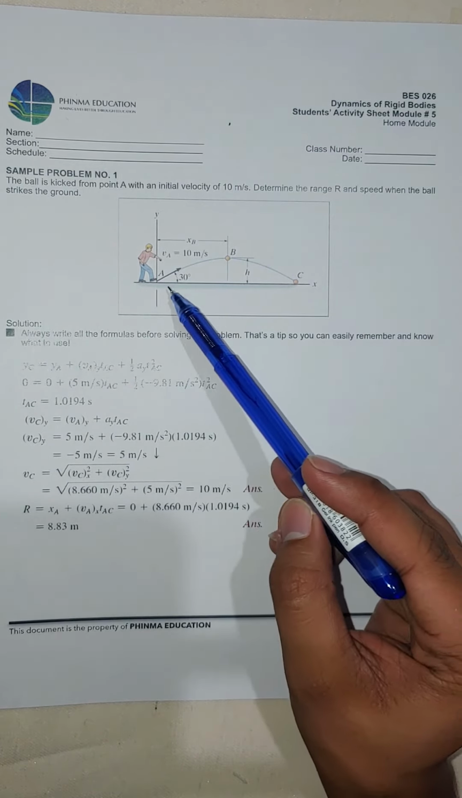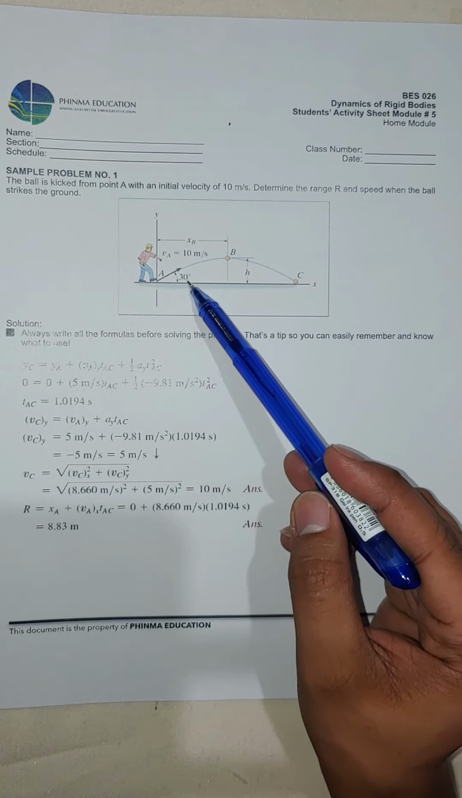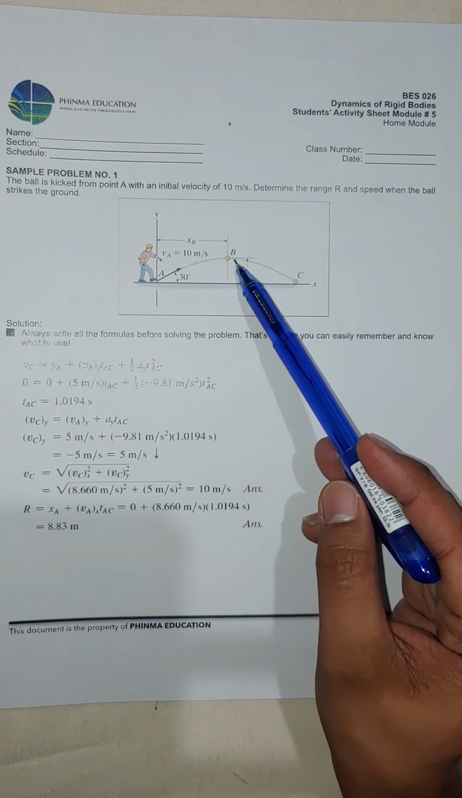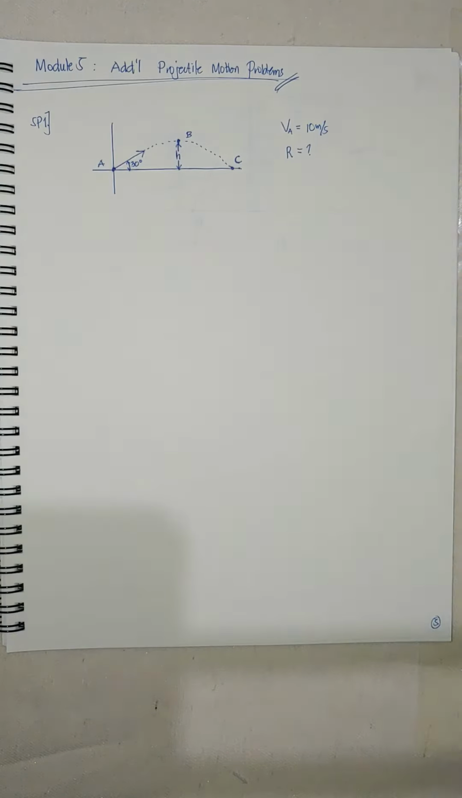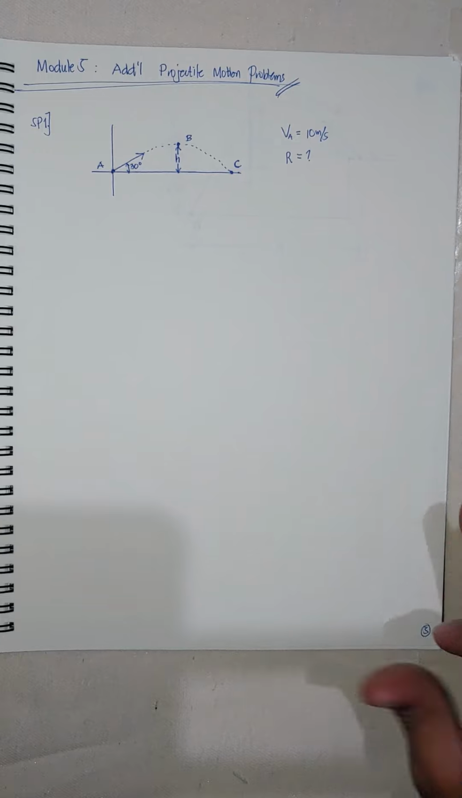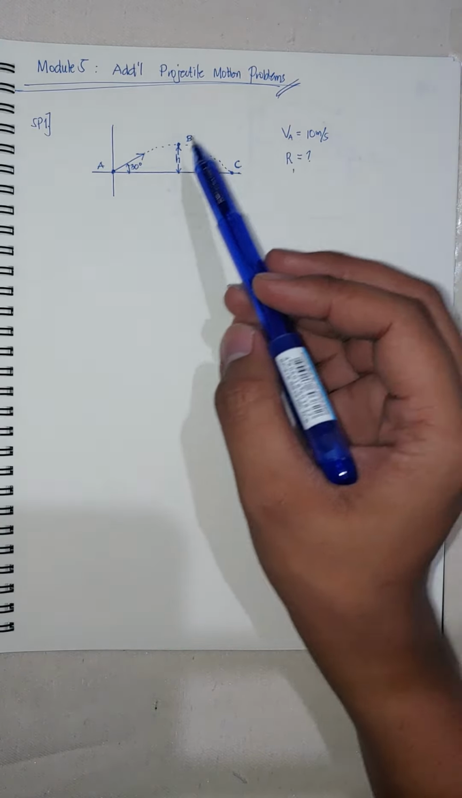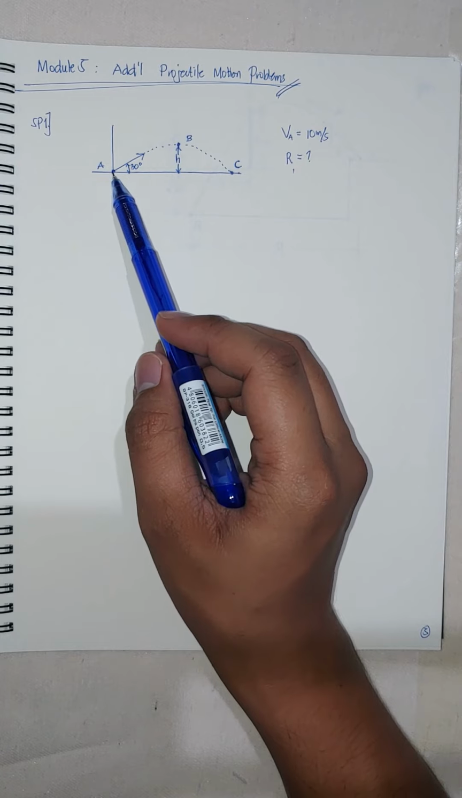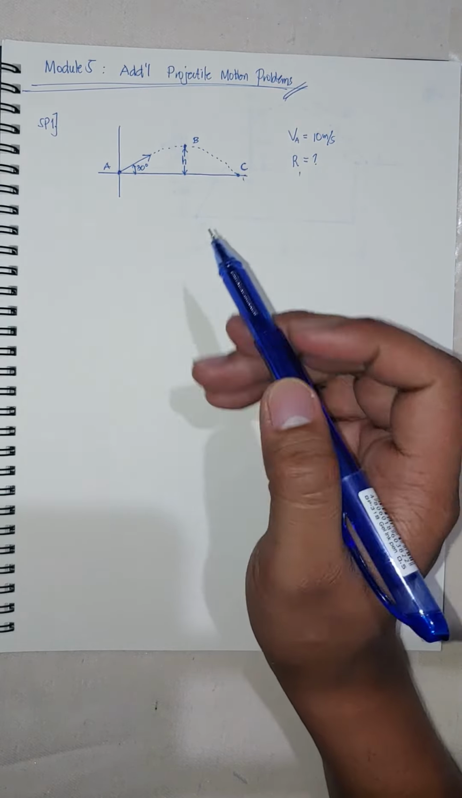Okay, so it is shown here that the angle is 30 degrees, and this is the projectile's path. This is the problem. We were asked to solve for R. If you notice the motion of the projectile, this point and this point have the same elevation.